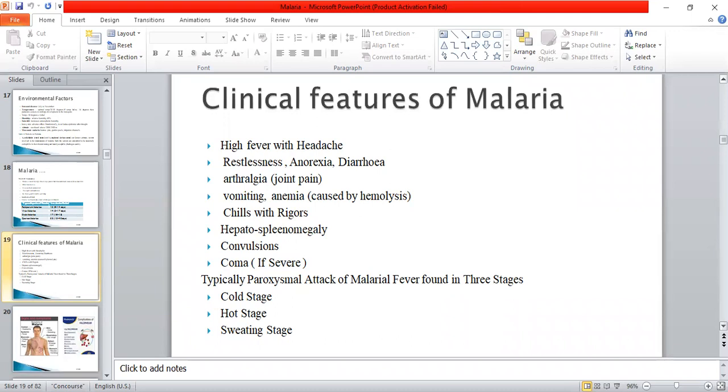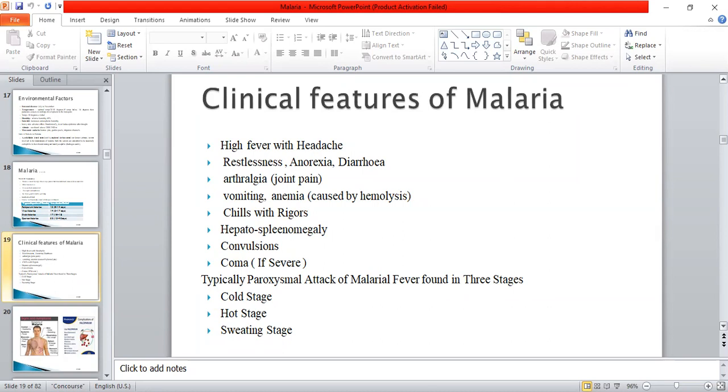Now comes the hot stage. The patient feels burning hot and casts off his clothes. The skin is hot and dry to touch. Headache is intense but nausea commonly diminishes. The pulse is full and respiration rapid. This stage lasts for 2 to 6 hours. Now, the third stage, the sweating stage. In this stage, the fever comes down with profuse sweating. The temperature drops rapidly to normal and the skin is cool and moist. The pulse becomes slower. The patient feels relieved and often falls asleep. This stage lasts for 2 to 4 hours.